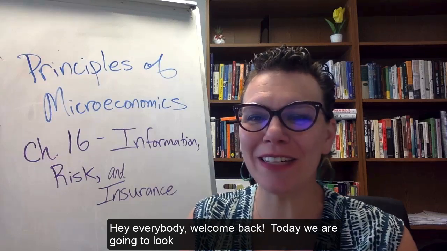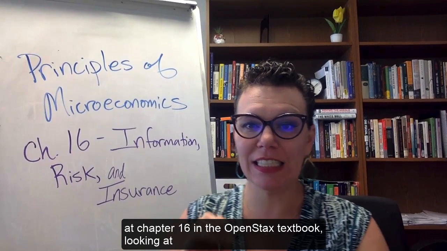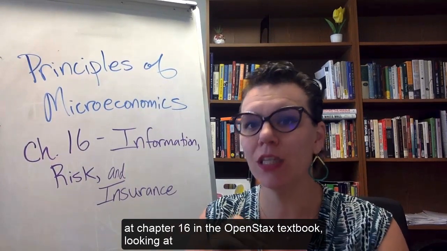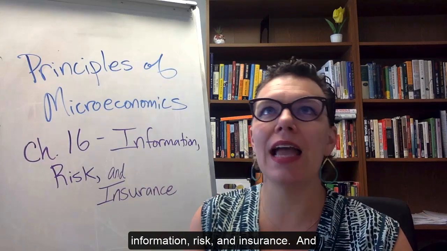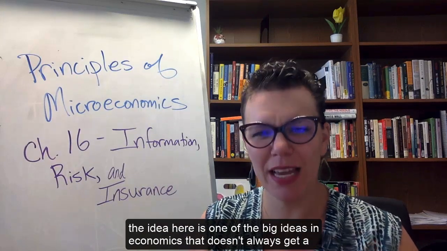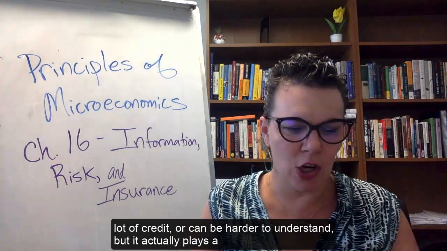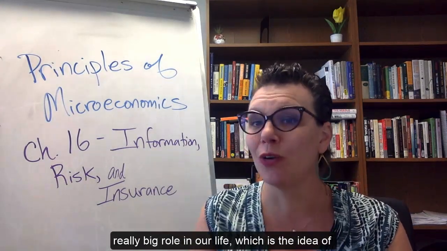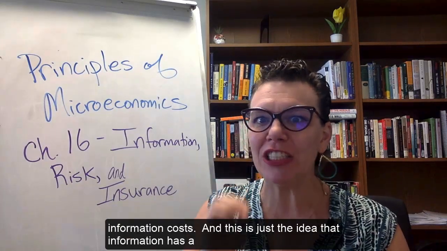Hey everybody, welcome back. Today we are going to look at chapter 16 in the OpenStax textbook, looking at information, risk, and insurance. And the idea here is one of the big ideas in economics that doesn't always get a lot of credit or can be harder to understand, but it actually plays a really big role in our life, which is the idea of information costs.